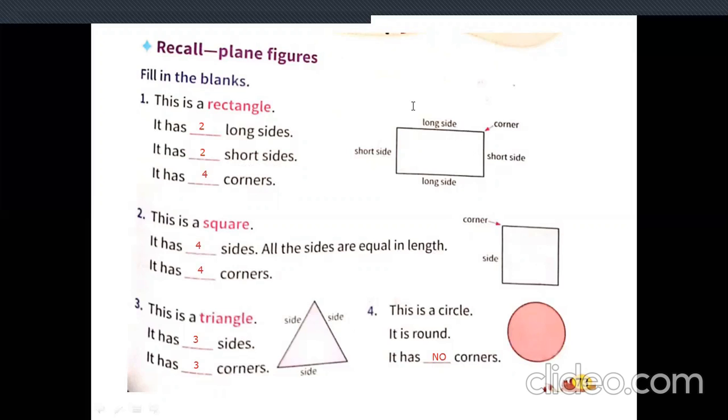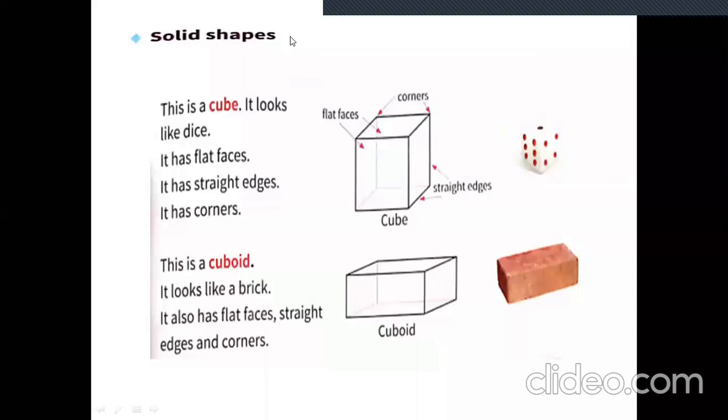Rectangle has 4 sides, but 2 long sides and 2 short sides, and 4 corners. Square has 4 sides but all the sides are equal and it has 4 corners. Triangle has 3 sides and 3 corners. Circle is round in shape and it has no corners. Next, solid shapes.